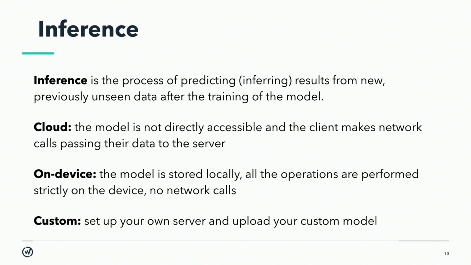Inference can happen in the cloud, so you can have cloud machine learning services, and inference can also happen on device. The difference between these is that for cloud machine learning, the model is not going to be directly accessible to you as a client; you're making network calls, passing your data to the servers. Whereas on device, the machine learning model is going to be stored locally, and you won't be making any network calls, and everything is going to happen only on device. And then finally, you can also have your custom setup. That is, you can totally spin up your own server and upload your custom model, because why not?